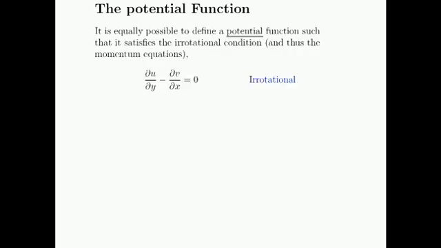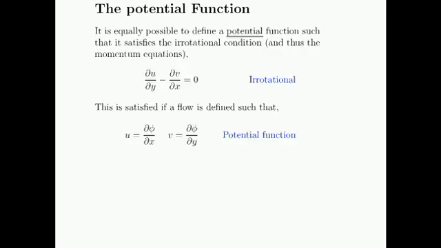So what I could do was define a flow in such a way that it automatically meets that irrotational condition, and it would be very simple. I could define a new function, which I'm calling the potential function φ, and I could just define φ such that u is equal to dφ/dx and v is equal to dφ/dy. You see that if I define a flow in that way, when I substitute it back into my equation for irrotationality, I get d²φ/dxdy minus d²φ/dxdy is equal to zero. So a flow defined in this way from the get-go is assured to be irrotational, so that if I define a flow in that way, I automatically satisfy the momentum equations.